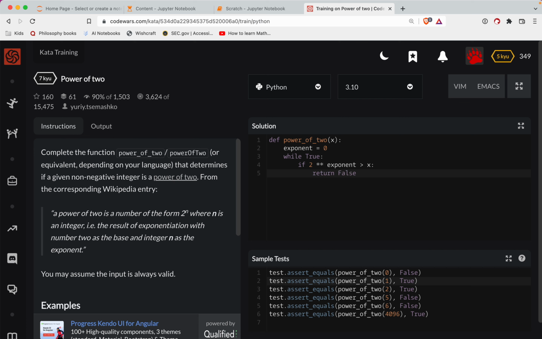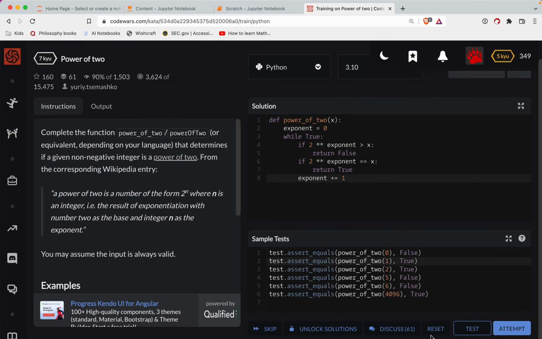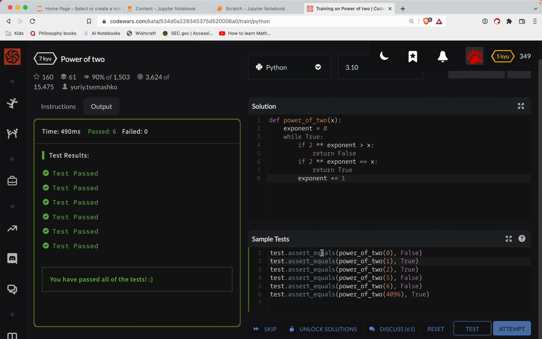Okay. If 2 raised to the exponent equals x, we're done. We'll return true. And then all else equal, we need to increment the exponent and just keep going from there. Okay, so I think this is going to work. It's a lot of code for something kind of simple, so I'm trying to think about how I would rewrite this.